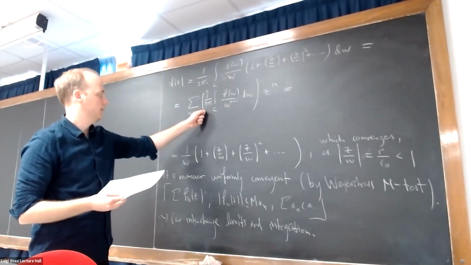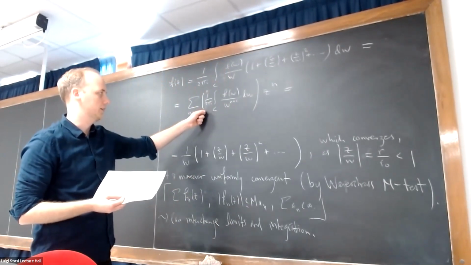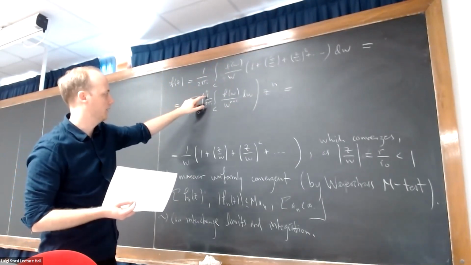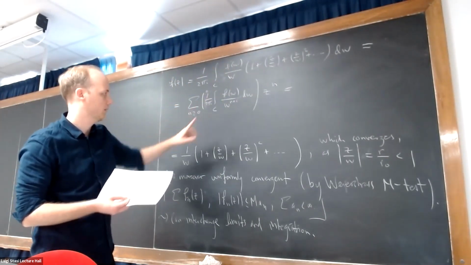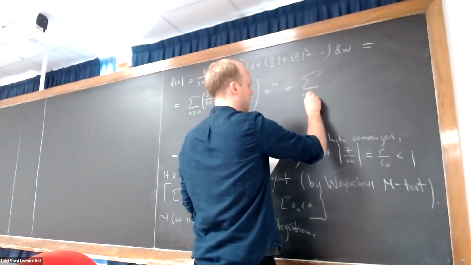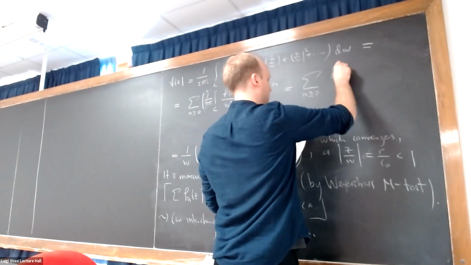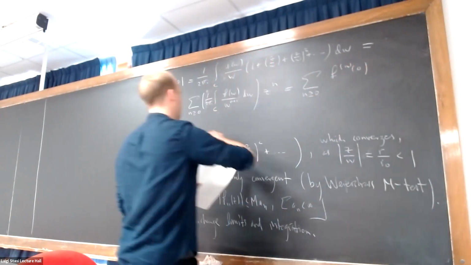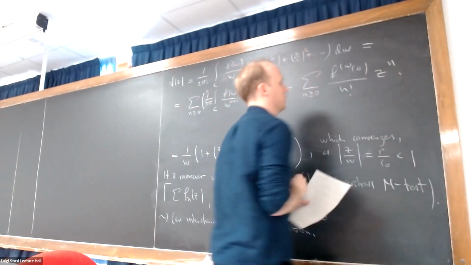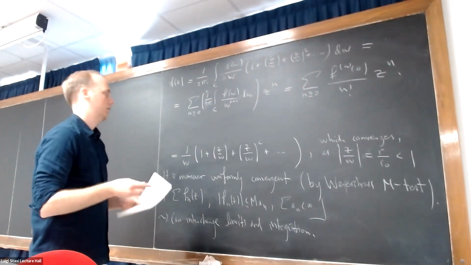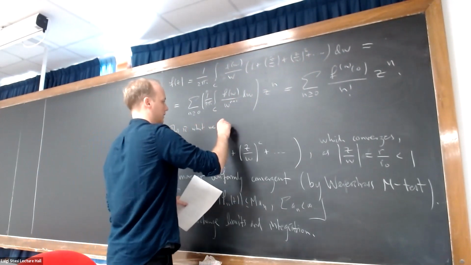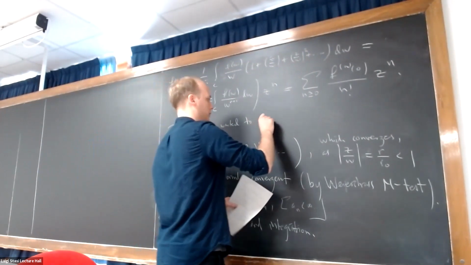And now this is again something that you recognize from Cauchy's integral formula. So by Cauchy's integral formula, it would have an n factorial here, and then it would be equal to the nth derivative. So this one is equal to the nth derivative, but divided by n factorial times z to the n. Okay, this is what we wanted to prove.